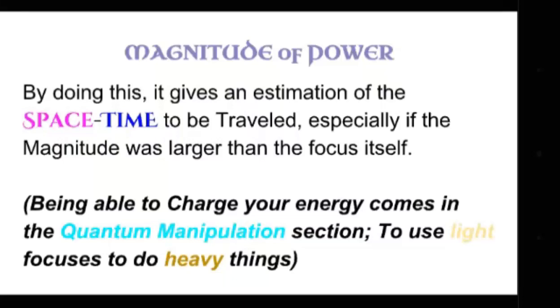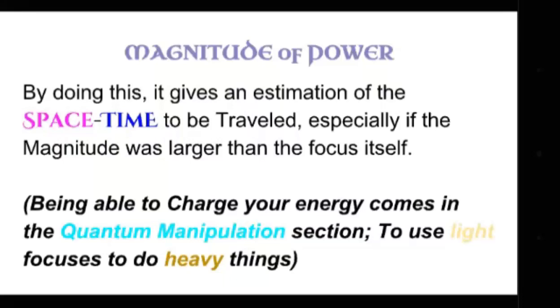Example, being able to charge your energy comes in the quantum manipulation section, to use light focuses to do heavy things. So I'm using a light focus, but I'm using it to slowly gather a heavy result. It would be God mode to say I'm using a light exertion to blow up the world. You can't, the levels don't match. The levels will have to match when you're manipulating powers, when you're punching, when you're swinging a sword, but everything has to match. If not, everything will be void.